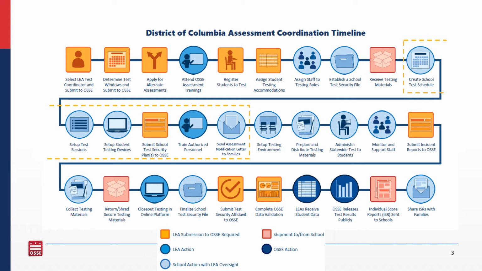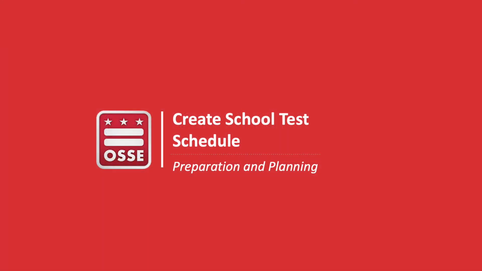The assessment coordination timeline shows the activities needed in order to complete statewide assessment administration in the District of Columbia. The color and shape of each icon indicates who is performing each task. Each training module provides detailed information on the activities in the timeline. In this module, we will cover the steps highlighted in the orange dotted line. The first step that we will cover in this module is creating a school test schedule.